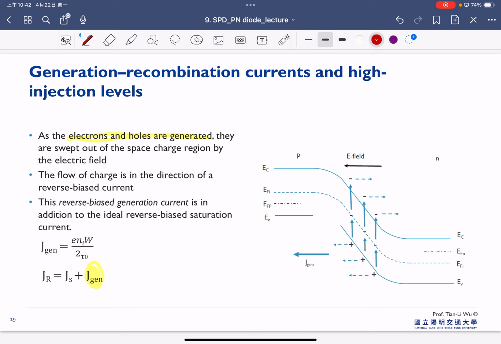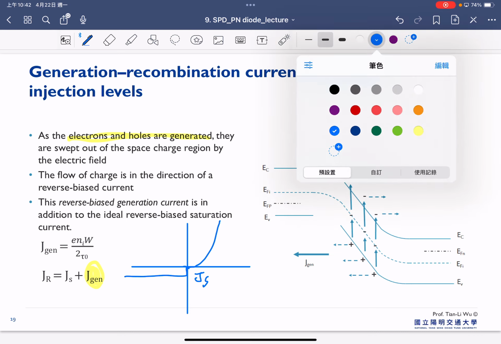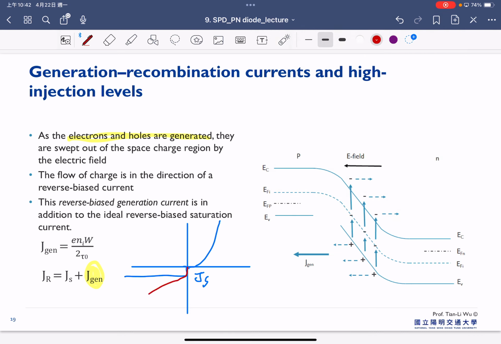This means that if we go back to check the IV curve here, we have a forward, and in the past we only considered the Js, but in reality the current is increased, and the gap here is somehow related to the generation current under the reverse bias.